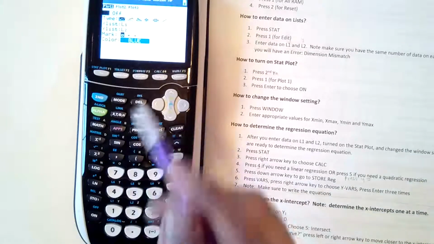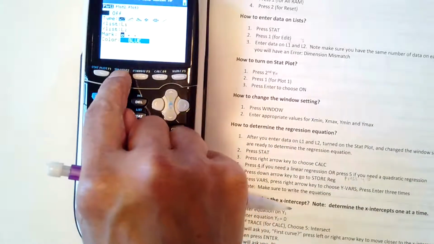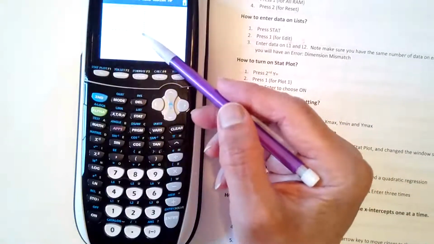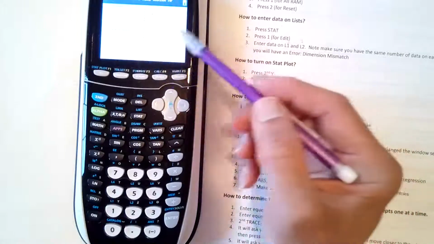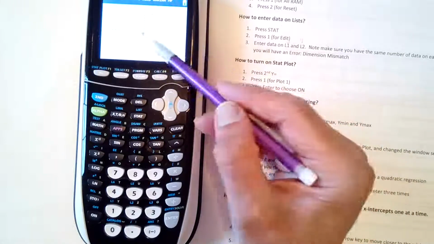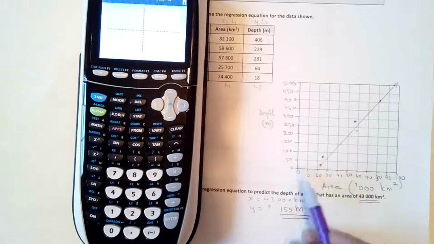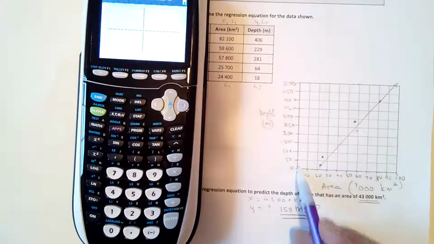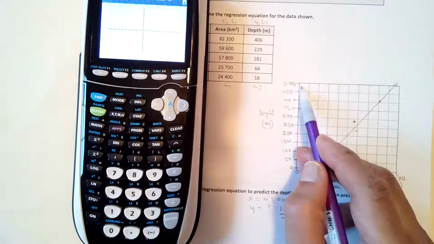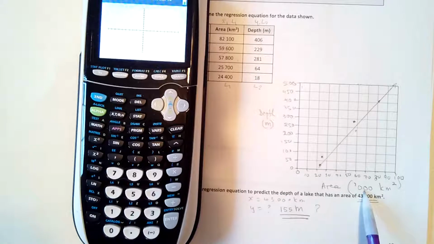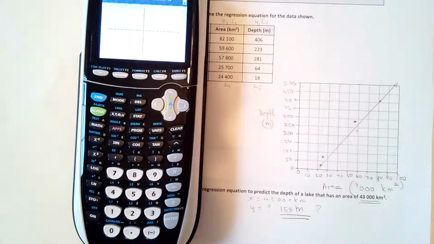Now I need to change the window. The reason for changing the window is that by default, your calculator gives you a graph between 0 and 10, plus or minus 10. But remember, the range for your y-axis goes up to 500, and your domain, which is your x-axis, goes up to 100,000. So you need a huge value.